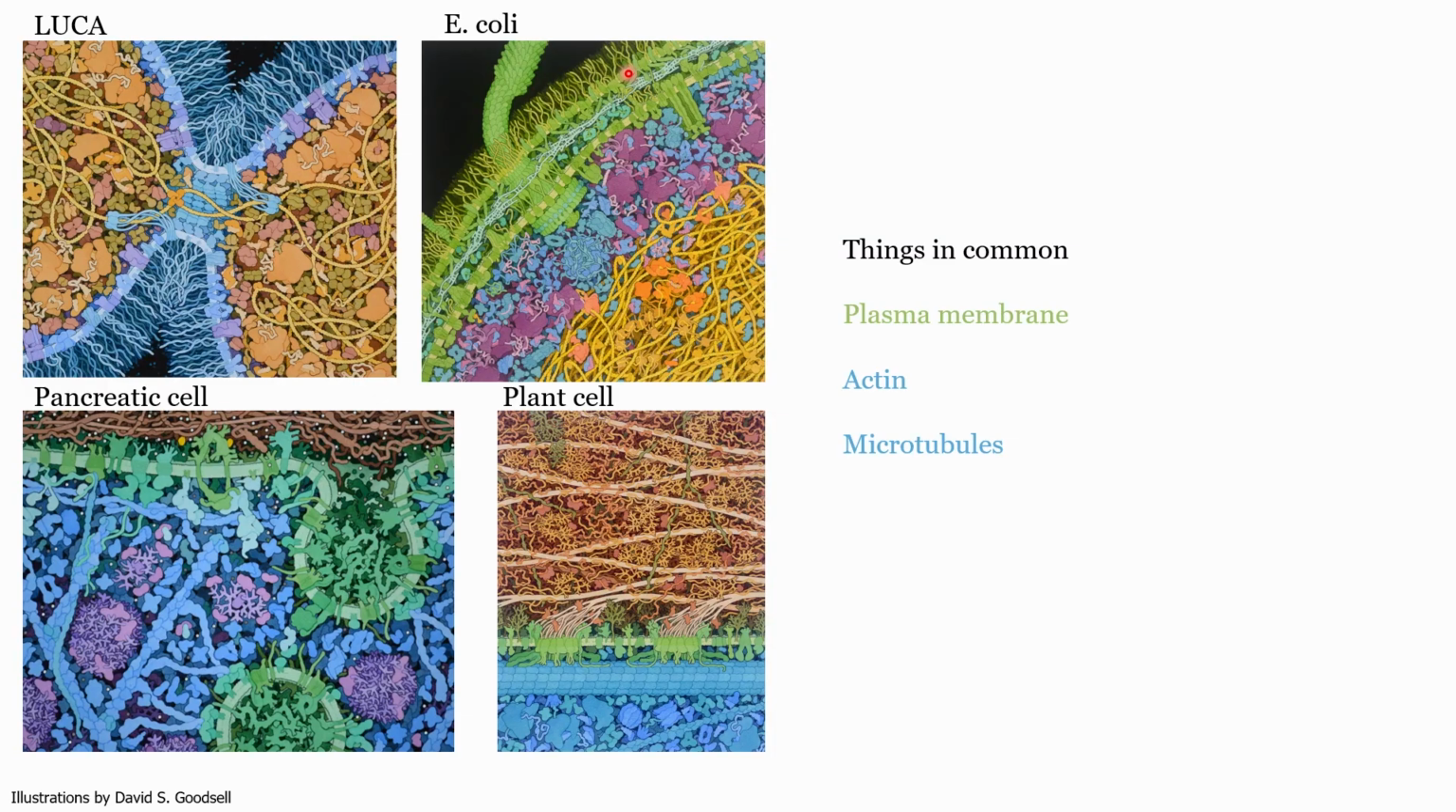Here are four representations from David Goodsell at Scripps of what the inside of cells might look like: from LUCA on the top left to E. coli, pancreatic mammalian cells, and plant cells. You see that they all have things in common, such as a membrane on the outside to separate inside from outside. And in the eukaryotes, you can see cytoskeleton elements and filaments, and a cell wall in the plant cells, or the extracellular matrix in mammalian cells.